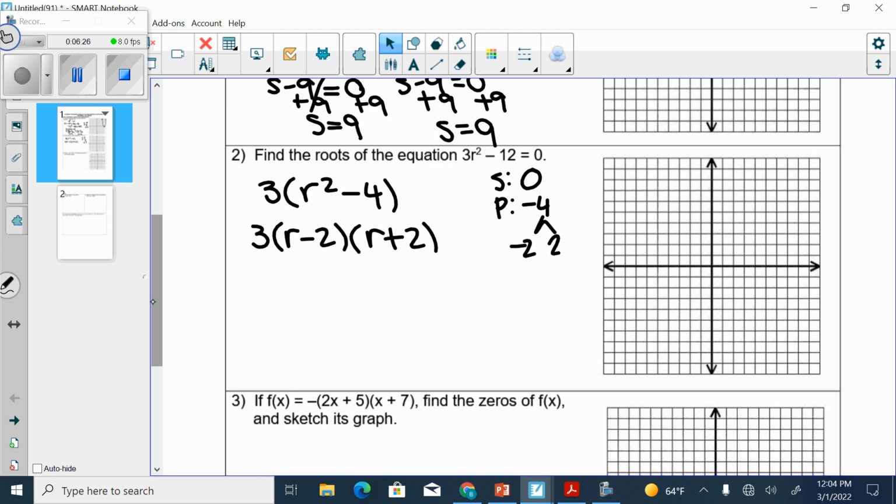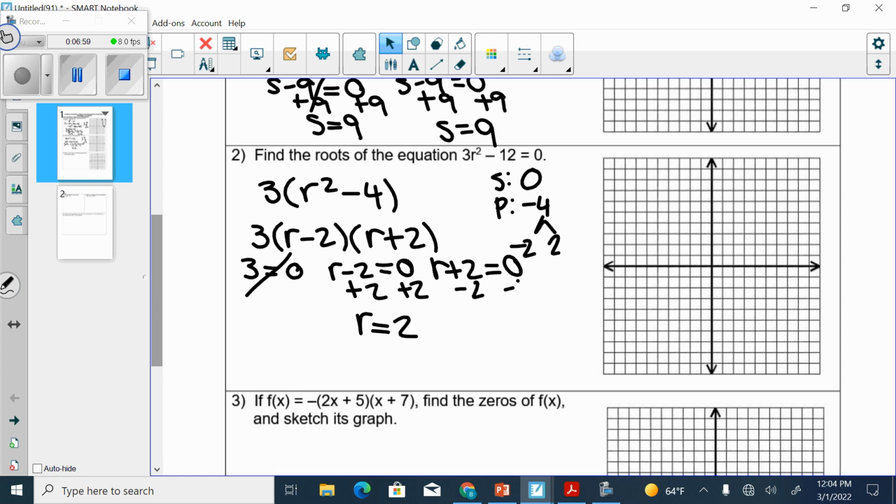Very good. So I'll have that the 3 is equal to 0, that r minus 2 equals 0, and r plus 2 equals 0. Well, does 3 actually equal 0? No, so we don't want that one. Okay. And r minus 2 equals 0. How am I going to solve that? Good. So r equals 2. Okay, what about on this next one? Subtract. Very good. So yes, we do end up with r equals negative 2. So how many answers did we get this time?